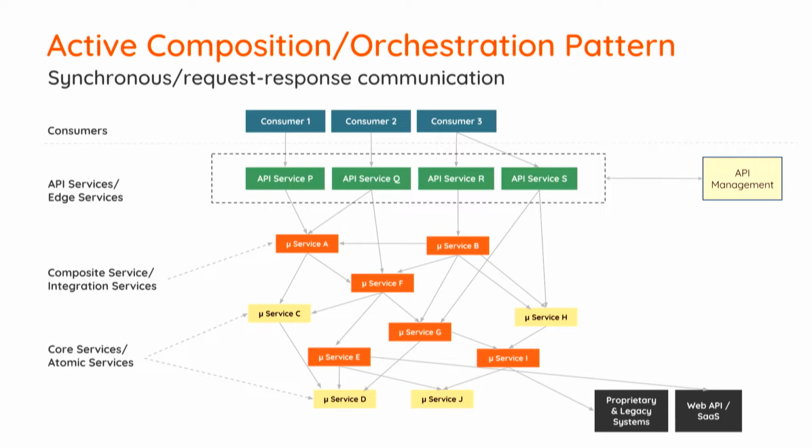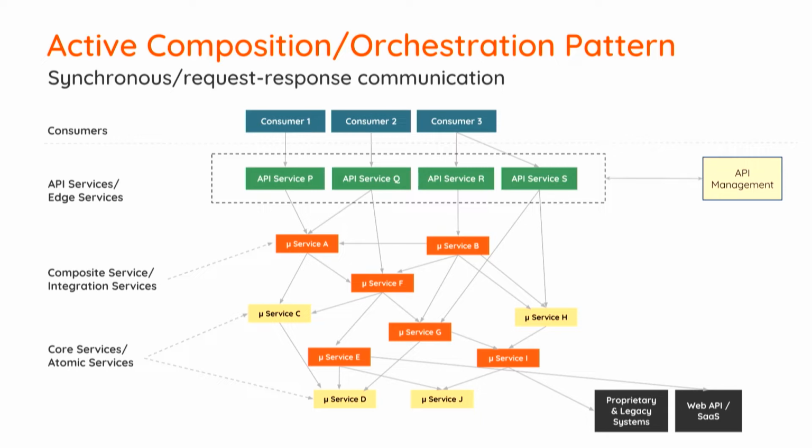Okay, and also, of course, you will have your on-premise or existing or proprietary systems which are already there in the organization, and you can create wrappers around those systems using other services. So this is the active composition architecture. In this architecture, you have service-to-service direct communication.